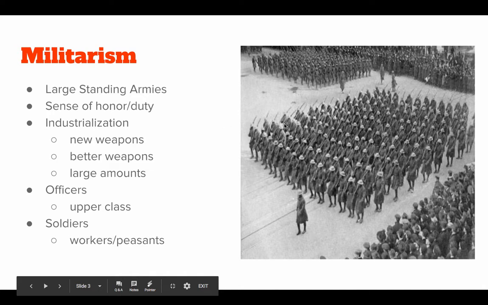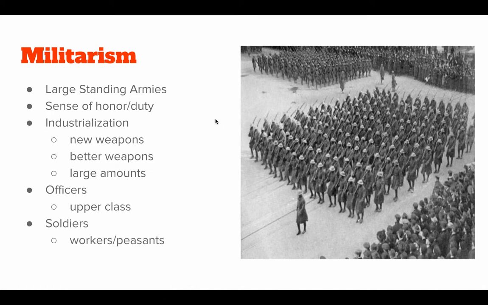Militarism, you can see here, a marching army. It really wasn't until just prior to World War I that a lot of countries had what are called large standing armies, a permanent army. Used to be that if a country was going to war, they would draft, they would conscript a lot of people and then go fight the war. But now these countries have large professional standing armies. It becomes your job to be in the military.